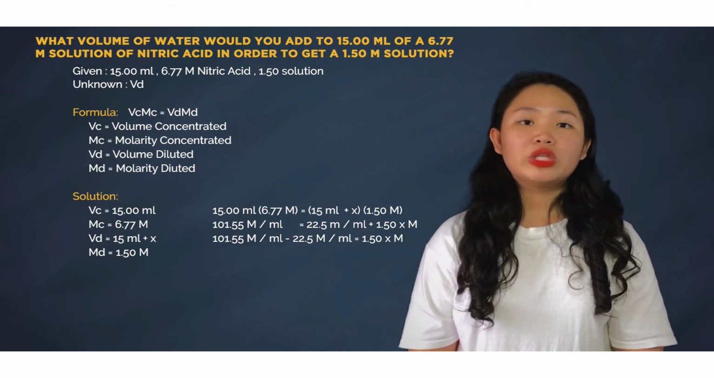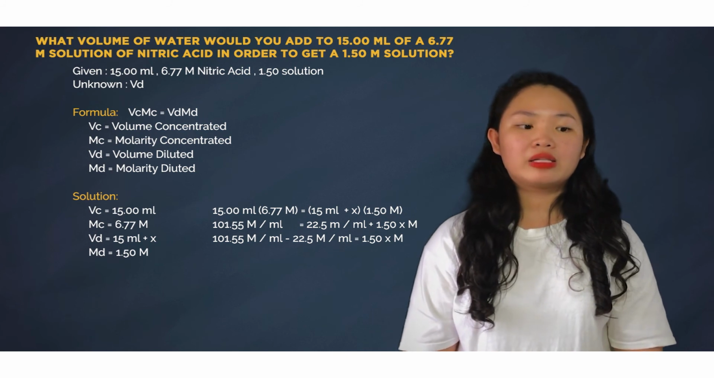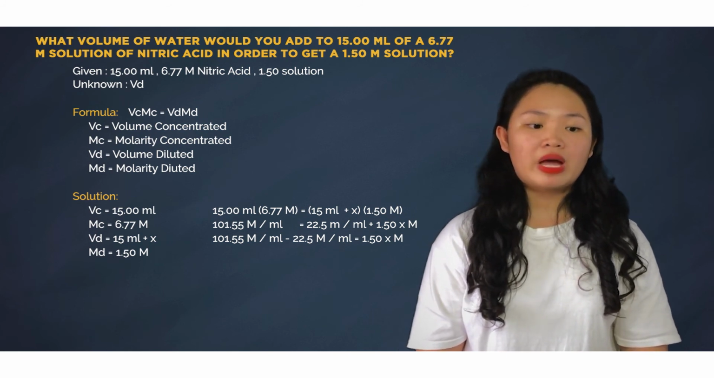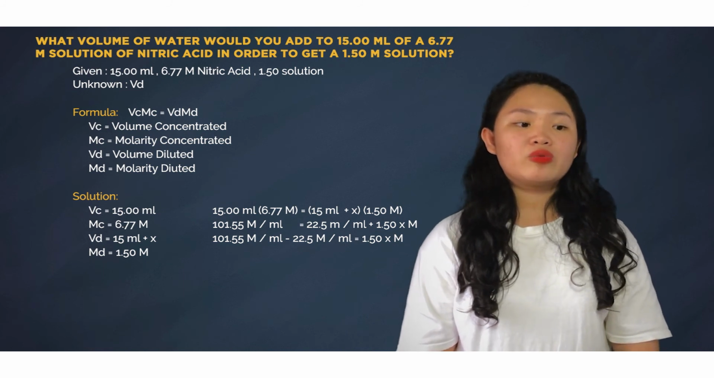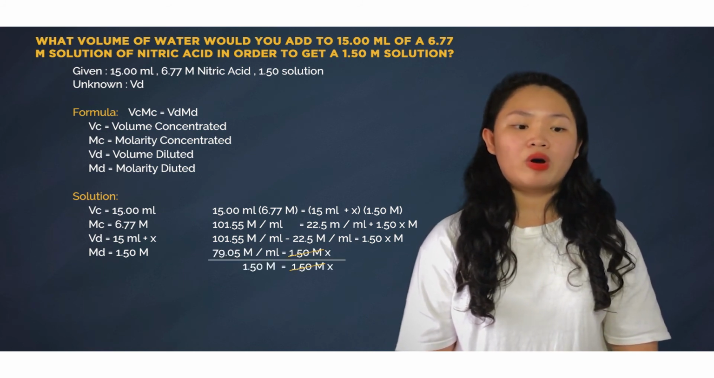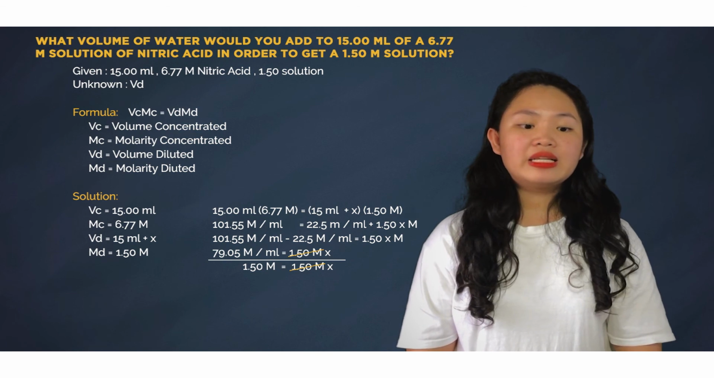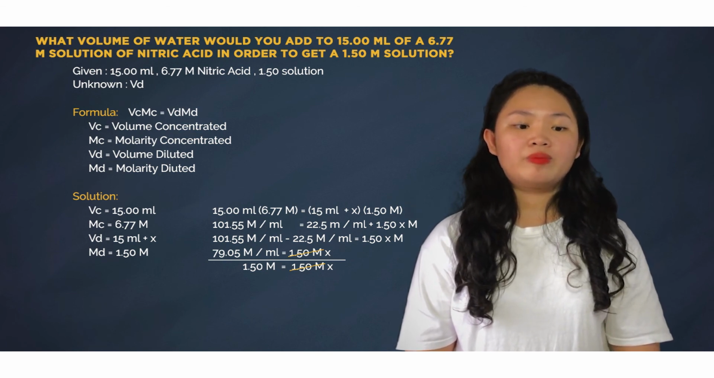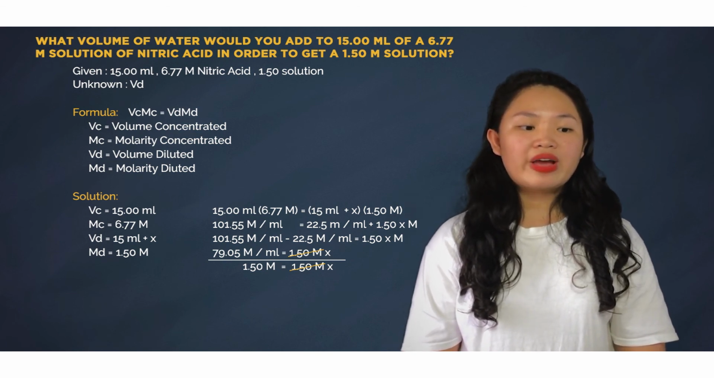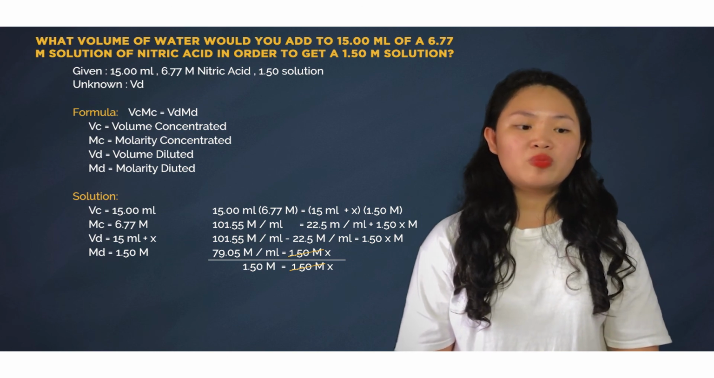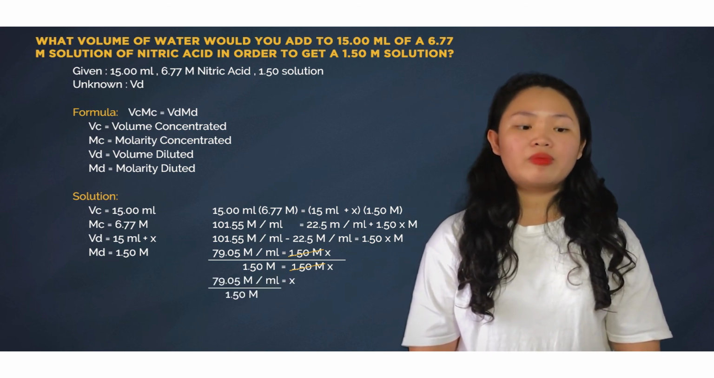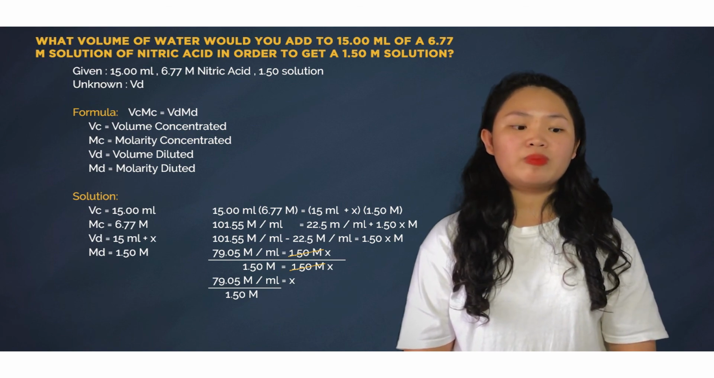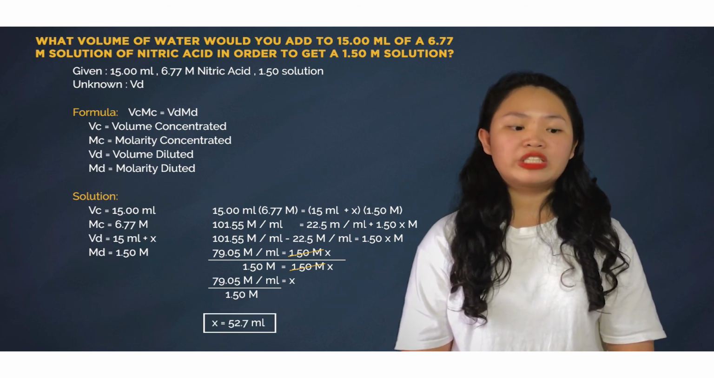We transpose 22.5, so 101.55 minus 22.5 is equal to 79.05. We cancel out 1.50 M by itself, and we divide 79.05 by it. So, 79.05 divided by 1.50 M is equal to 52.7 ml.